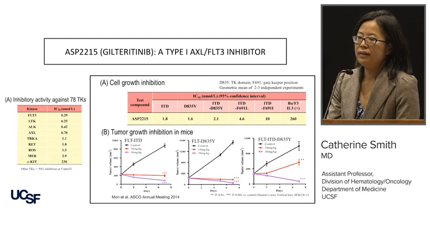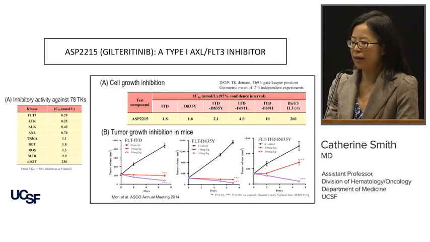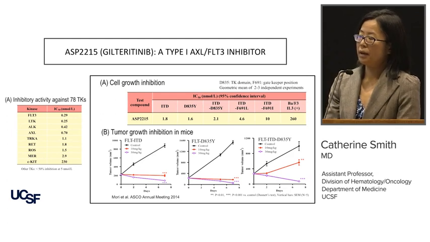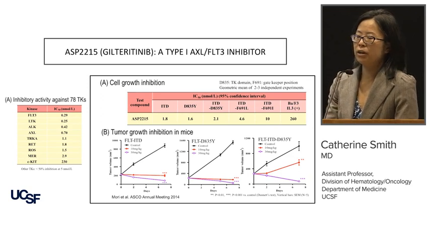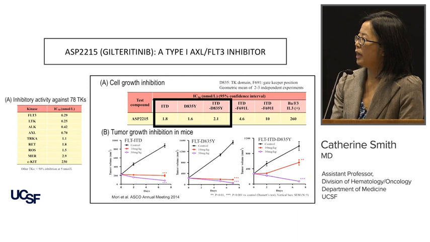So given that we know that D835 is such a major clinical problem, a lot of effort over the years has been put into developing inhibitors that have activity against this particular mutation. And the best in class of these is a drug called ASP2215, also known as gilteritinib, which is a type 1 inhibitor of AXL and FLT3. It's highly potent against FLT3. And it has very good activity against that drug-resistant D835 mutation, both in vitro and in vivo studies.